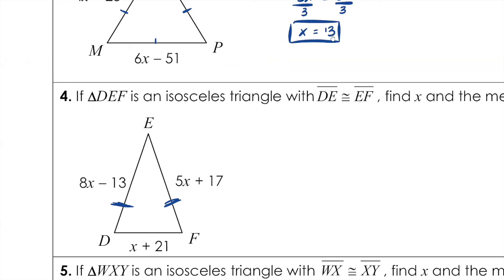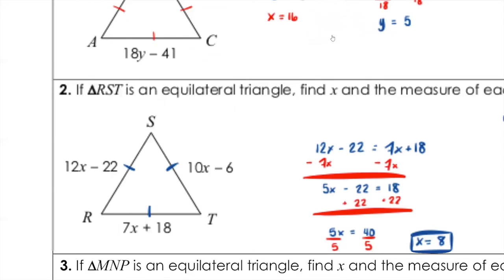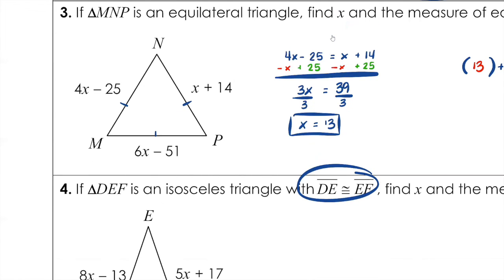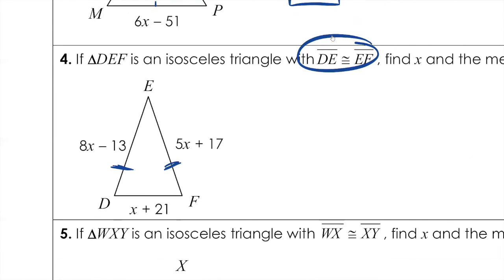How do you find them then? Let's solve for x by making an equation. 8x minus 13 equals 5x plus 17.